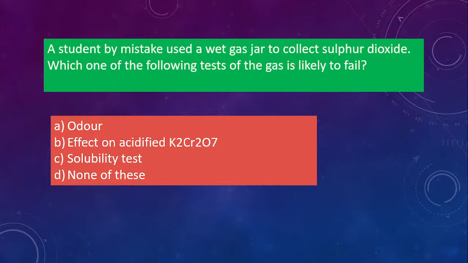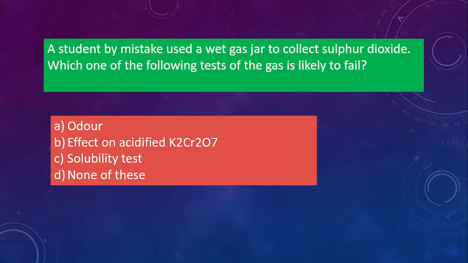A student by mistake used a wet gas jar. The jar that is being taken has gas in it, and that is wet, that means moisture is there. Which gas is collected? Sulfur dioxide. SO2 gas is formed. Which one of the following tests of the gas is likely to fail? So you should know the sulfur dioxide test.